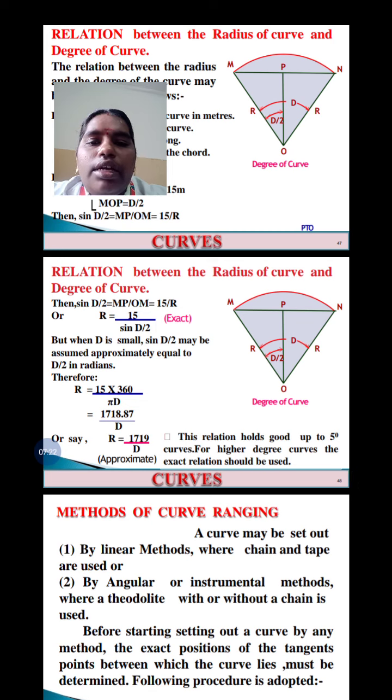But when D is small, sin D by 2 may be assumed approximately equal to D by 2 in radians. Therefore, R is equal to 15 into 360 divided by pi into D. The final formula for the radius of the curve, R is equal to 1719 divided by D, approximately. It is the final formula for degree of the curve.